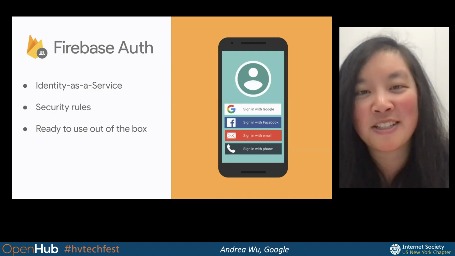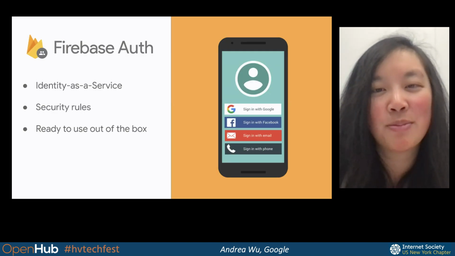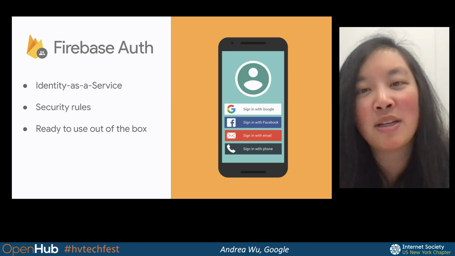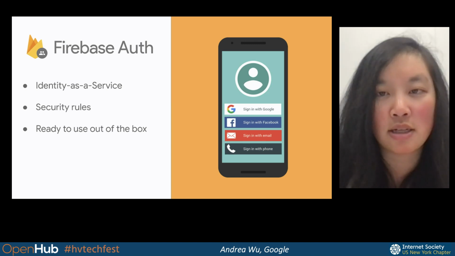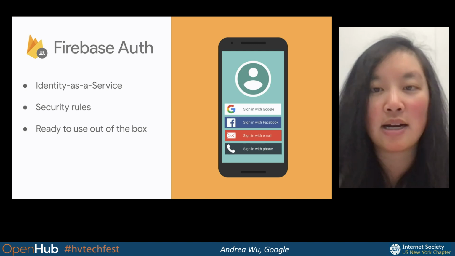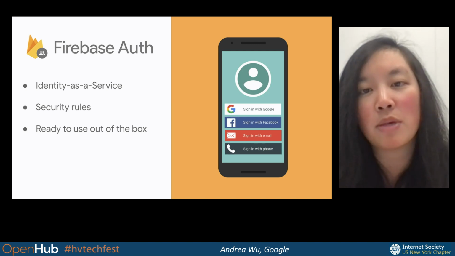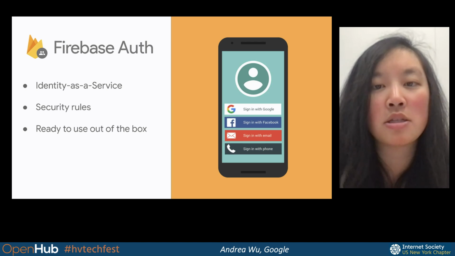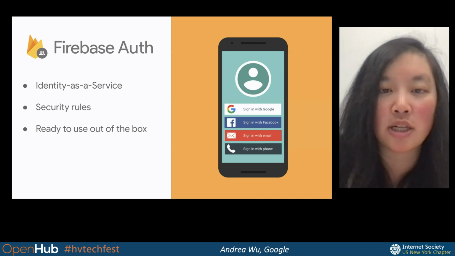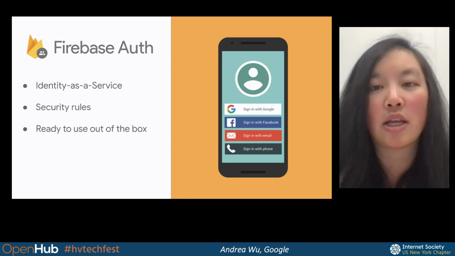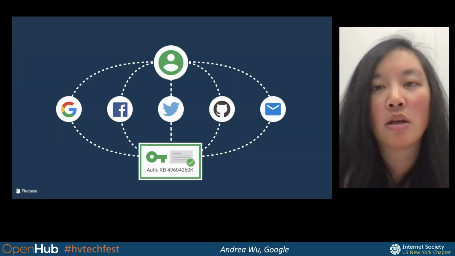So we have Firebase Authentication. Authentication provides identity as a service, meaning it lets you know who your user is. There's also a rules system that lets you grant or deny access to resources in other Firebase products like Firestore and Storage. And Auth is also ready to use out of the box, and it gives some advanced functionalities like email verification and account linking.